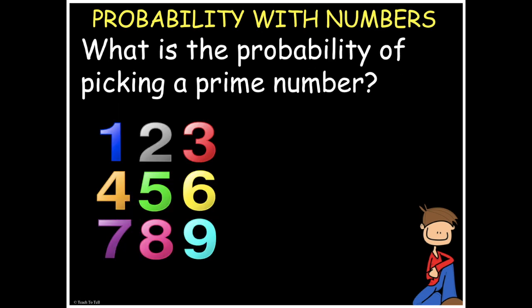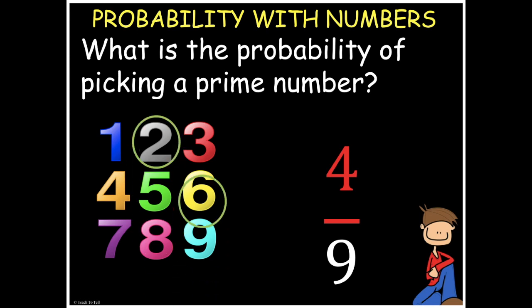What is the probability of picking a prime number? Possible outcomes, 9. And so there are 4 prime numbers, 2, 3, 5, and 7. Remember, prime numbers are ones that only 1 and itself can go into.